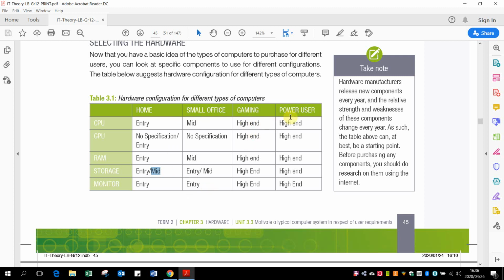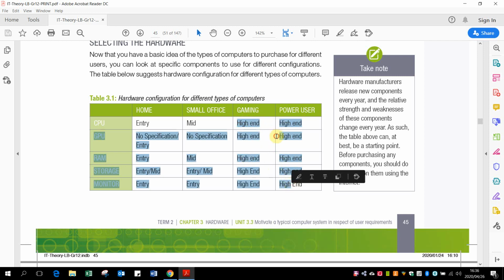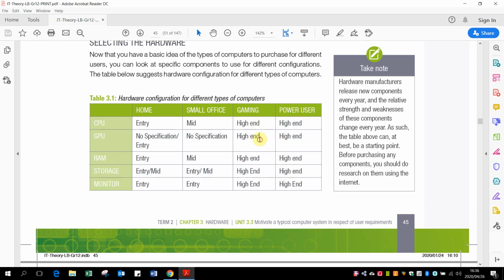The gamer, however, and our power user need high-end of everything. High-end CPU, high-end GPU, more RAM to speed it up, more storage, and a bigger monitor. So depending on who the user is, you can actually sort of advise them as to what they should buy.